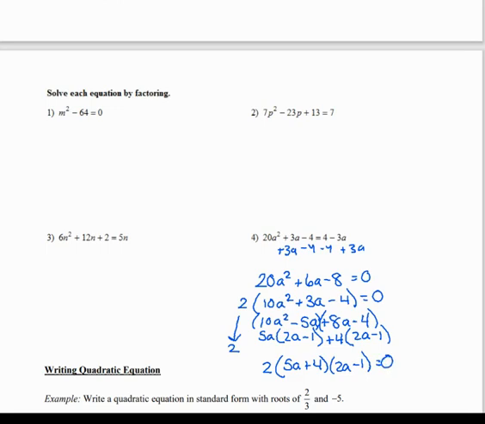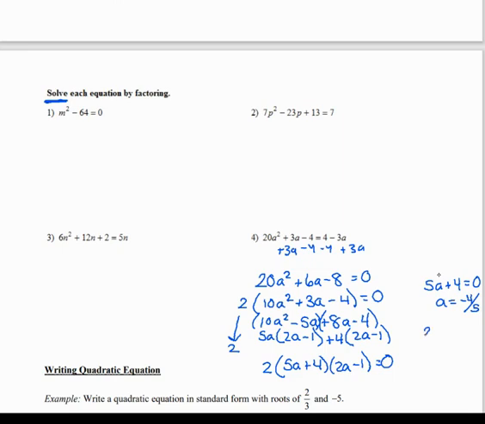Remember though, that's just the factorization. I'm trying to solve the equation. So now I need to take my factors with the variables and set them to 0. So I don't need to worry about the 2, but I am now going to set 5a plus 4 equal to 0 and solve. Subtract 4 divided by 5 gives me negative 4/5.